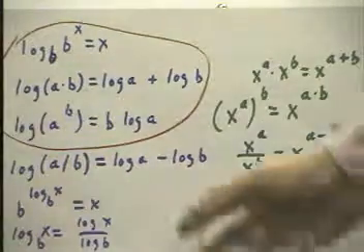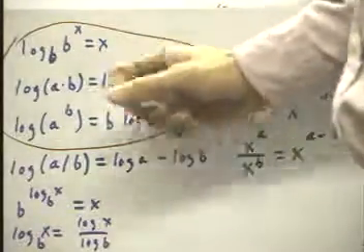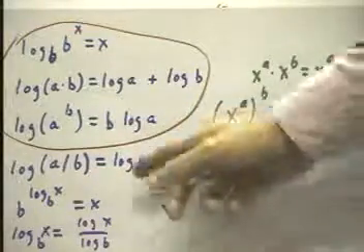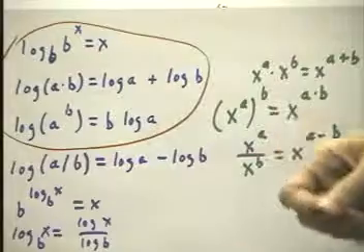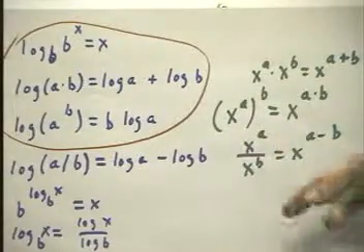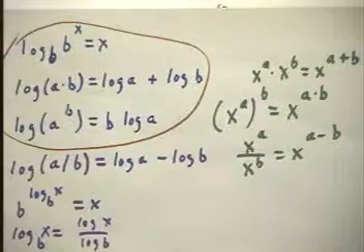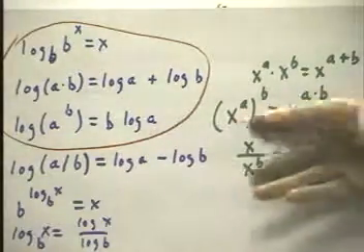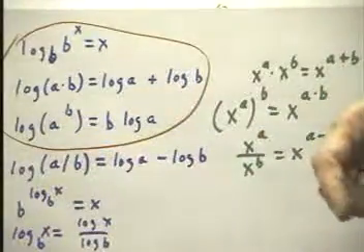Now the rest of these properties are either things that we've already seen or things that follow from these properties. For example, the log of a divided by b is the log of a minus the log of b. That's related to the fact that x to the a over x to the b is x to the a minus b. Again, applying the properties or the definition of a logarithm to this will give you this.